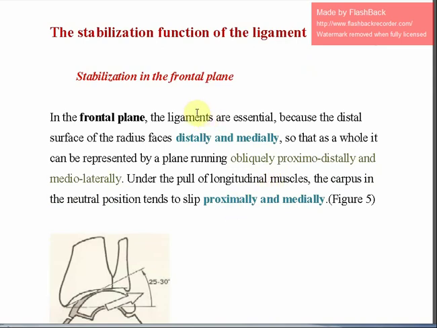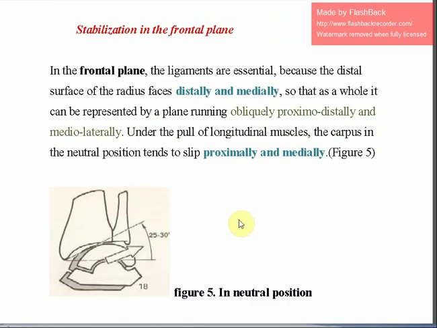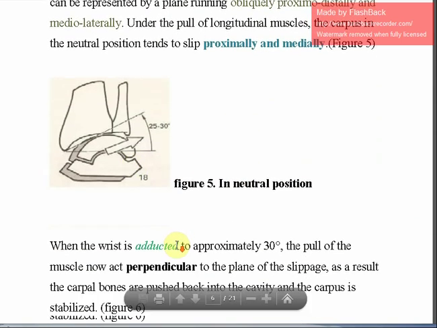Now the stabilization takes place in the frontal plane. The ligaments are essential because the distal surface of the radius faces distally and medially, so that as a whole it can be represented by a plane running obliquely proximo-distally and medio-laterally. Under the pull of longitudinal muscles, the carpus in the neutral position tends to slip proximally and medially. You can see in this figure.